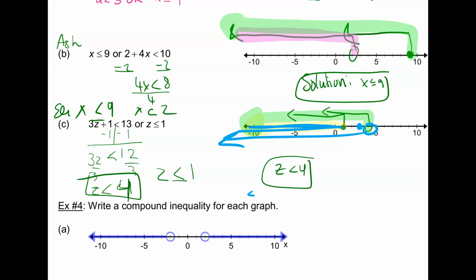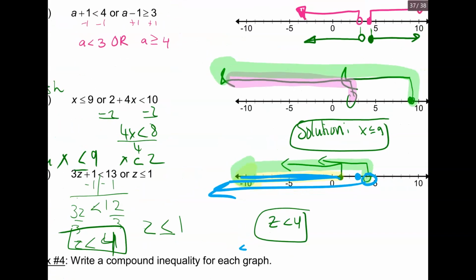It's not wrong, is what she's saying. It's just inside the other one. Just like the one that Ashton did right here. Every number that fits the solution in pink is also covered by the solution that I highlighted in green. So I don't have to write both. I only have to write the one that actually fits all my numbers.